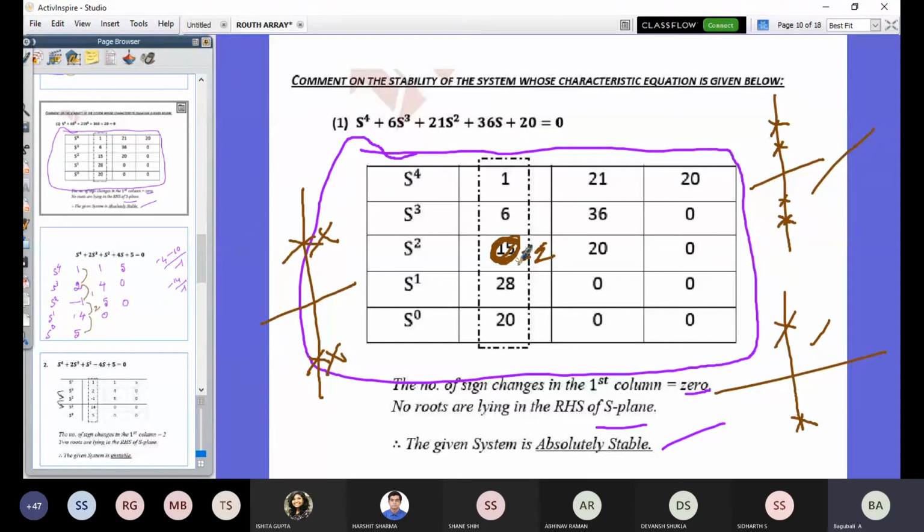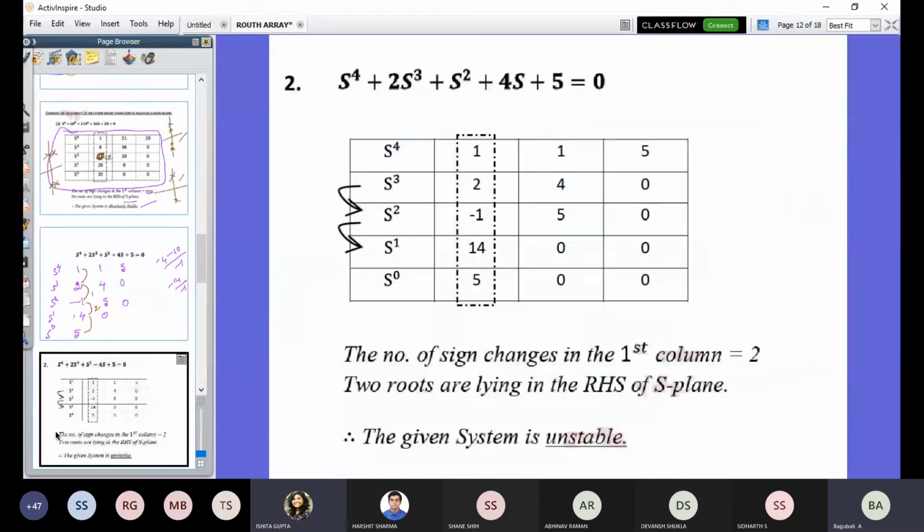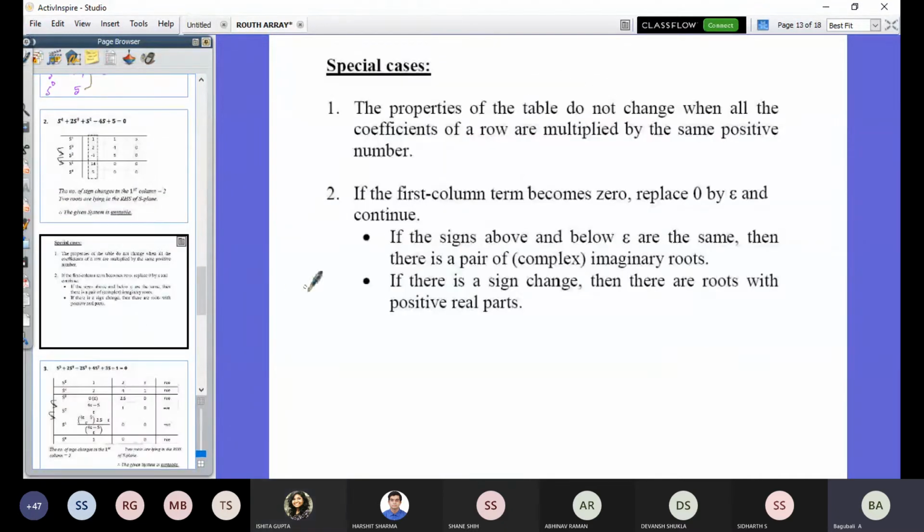So again we are going to predict it. If there are sign changes, you can directly write that the system is unstable. If there are no sign changes, we can find where the roots are located. Then only can we conclude whether the system is unstable or marginally stable. We will see such problems so you may understand very clearly. Are you understanding this rule? Any doubt in this? No, sir. Okay, we will go for the special case.